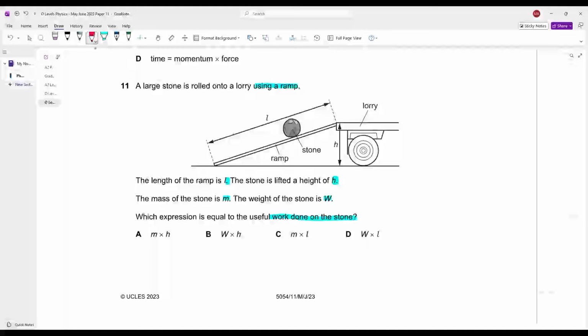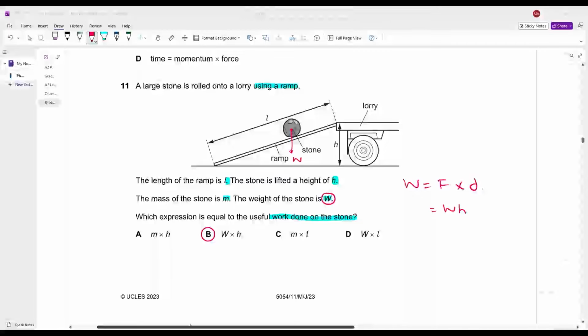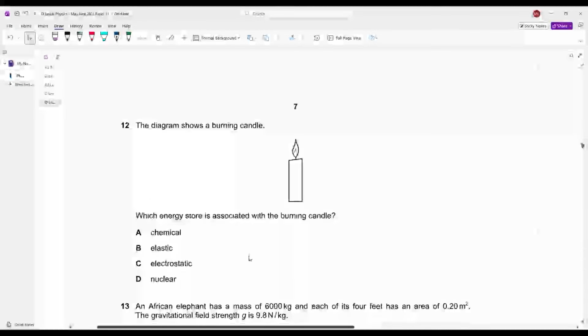बेटा वर्क डन का क्या फॉर्मूला होता था? Force into the distance traveled in the direction of force. Can you realize we have the vertical force of weight? Yes, W into the distance traveled, that is H. Work done क्या हो जाएगा? W into H. B is your answer. 11 का आंसर क्या हो गया बेटे? B हो गया. सिंपल. आगे बढ़ते हैं.